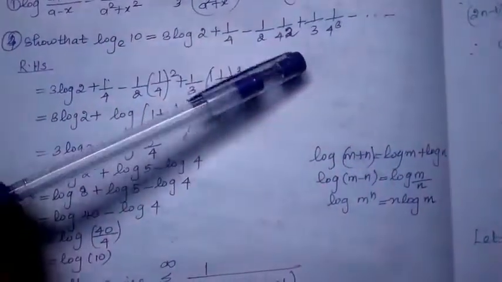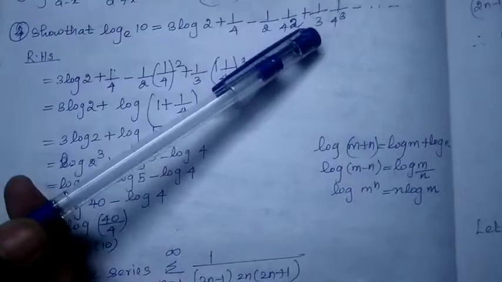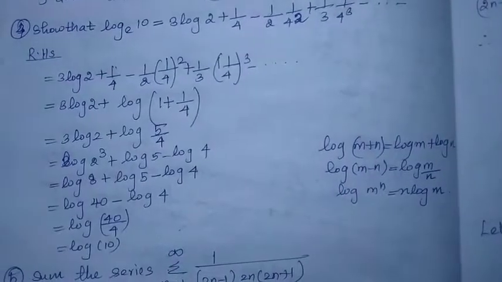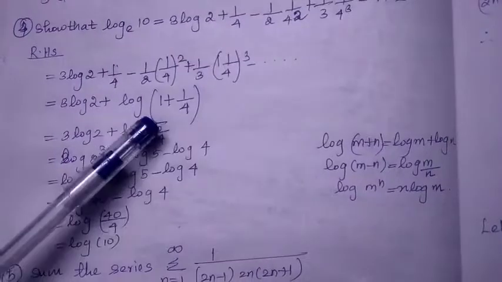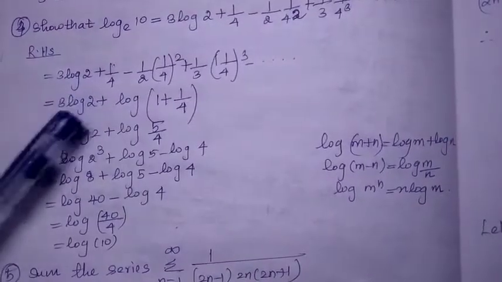Next problem, show that log 10 equal to 3 log 2 plus 1 by 4 minus 1 by 2 into 1 by 4 square plus 1 by 3 into 1 by 4 cube, right? So you can take anything. So I'm going to take the right hand side.